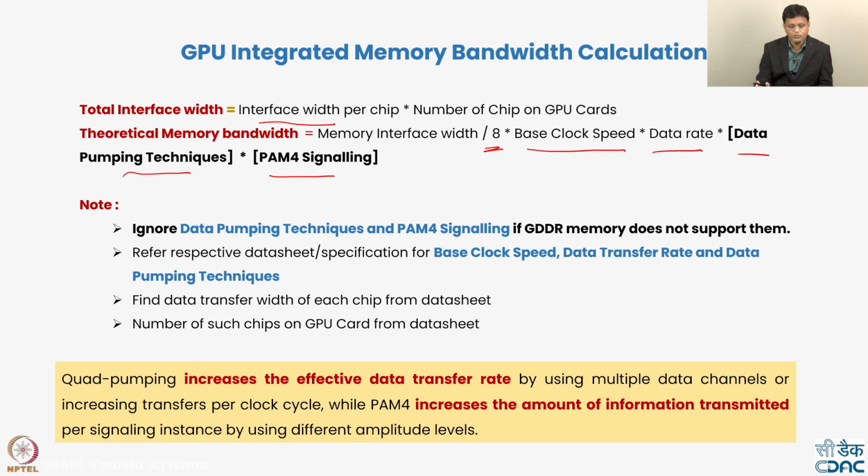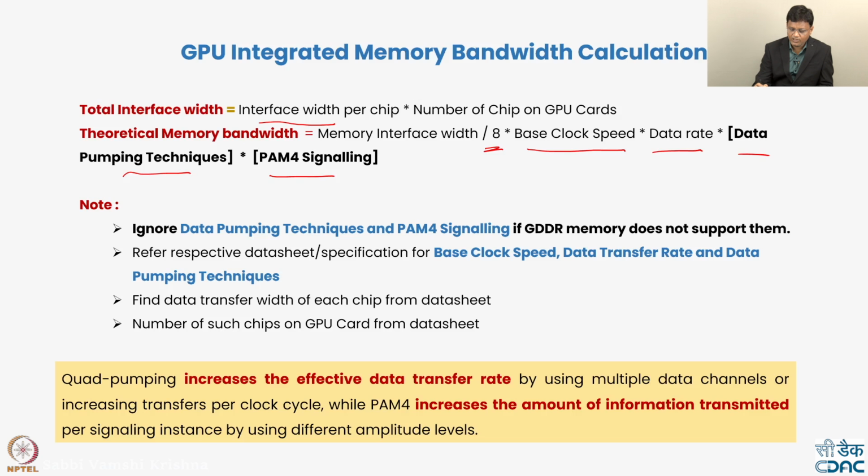But if you want to know how it has been calculated, you only have to apply this mathematical formula. Quad pumping is a pumping technique which is used in GDDR5. Quad pumping basically increases the effective data transfer by using multiple data channels, or by increasing the data transfer per clock cycle, while PAM4 increases the amount of information transferred per signaling instance by using different amplitude levels.